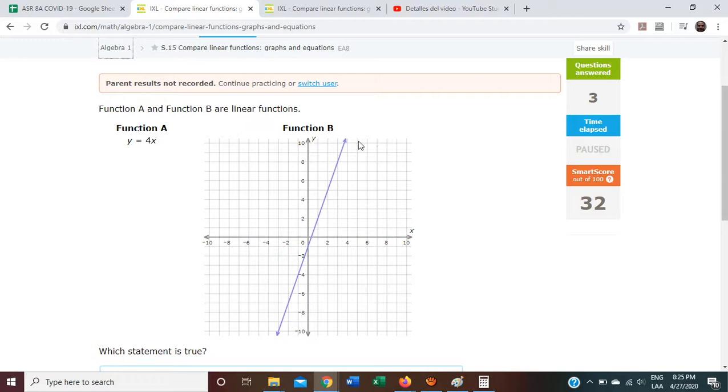In function B, y-intercept equals, we need to look for the line. Y-intercept means when the axis of y intercepts the line of our function. So we check our line, and in what point does it cross? Right here, in this point, -1. So the value of the y-intercept in function B is -1.